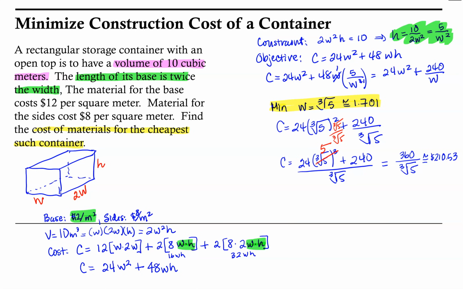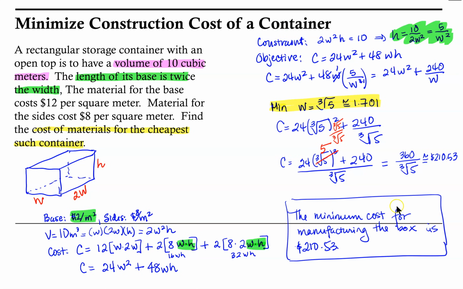So now we can state our conclusion. So we say that the minimum cost for manufacturing the box is $210.53. I hope you find this helpful.